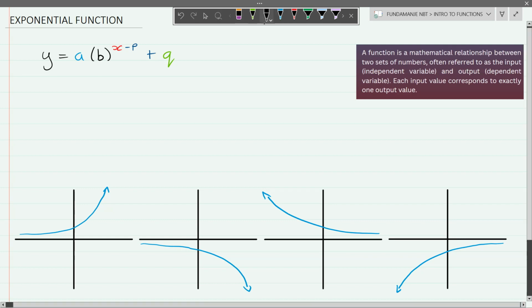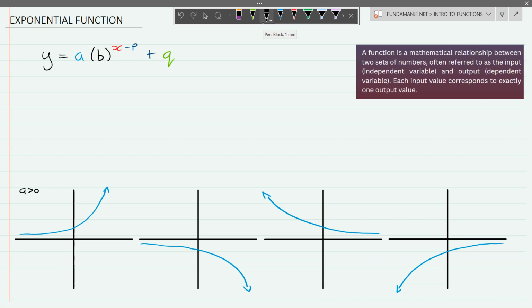So how do all of these different graphs represent the different variable sets that we can have? So a is greater than 0 because our graph is above the x-axis, or rather our graph increases as x increases. Then for this one we can say that a will be smaller than 0 because our graph is decreasing as x is increasing. So one is above the x-axis and is increasing as x is increasing. This one is decreasing as x is increasing.